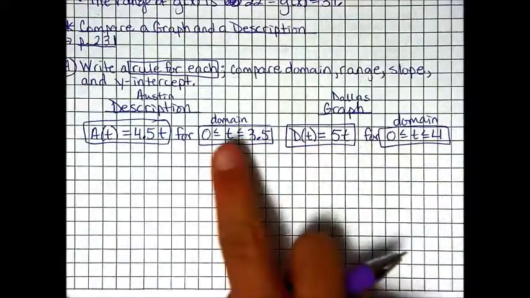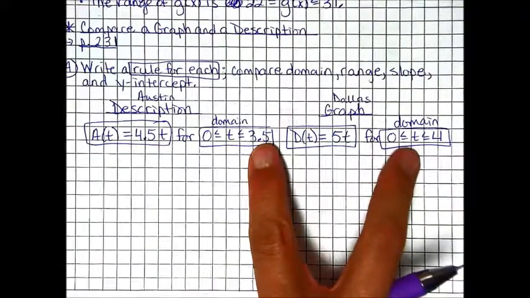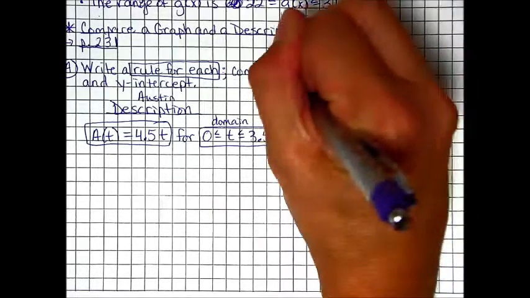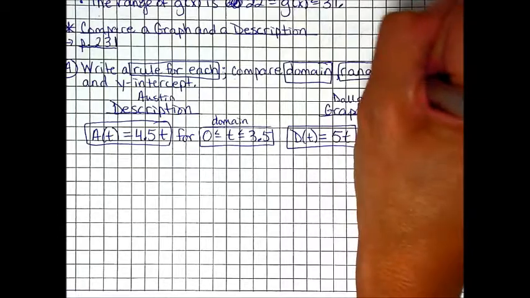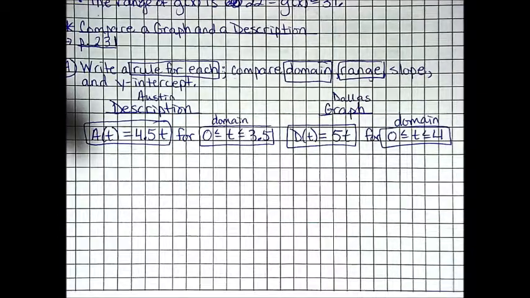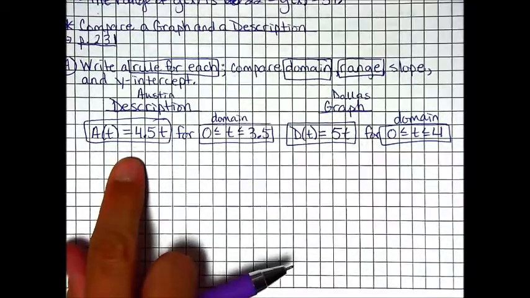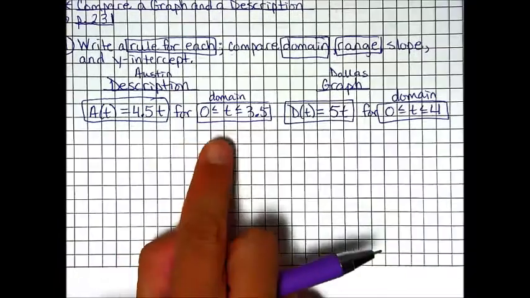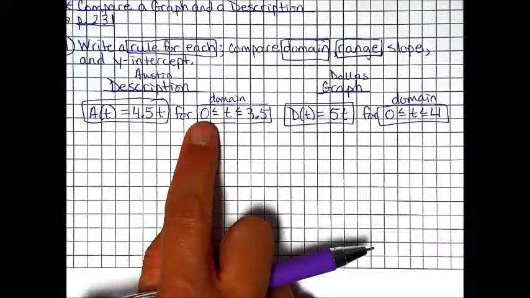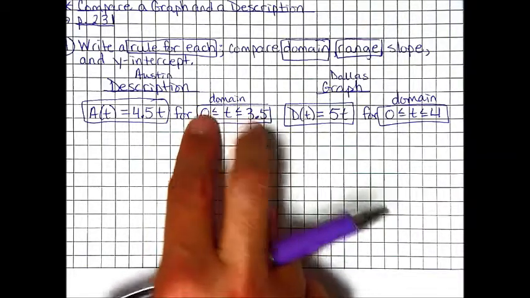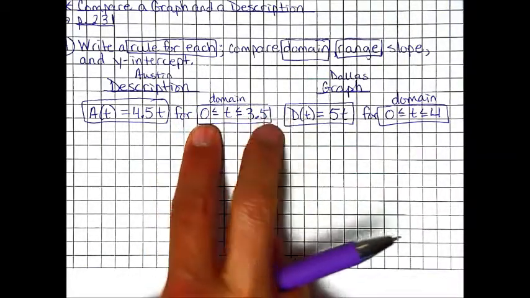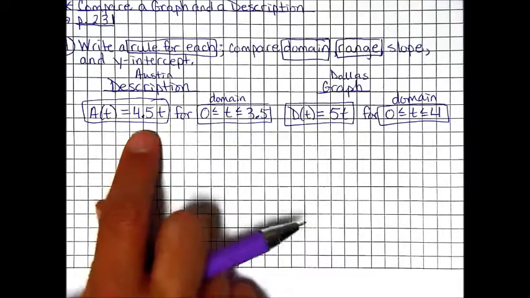Okay, so you've written a rule for each. You have the domain for each. So domain, done. We need the range. Okay, so range is going to be your y values. That's harder for this one because you don't have a picture to look off of. Okay, so guys, to get the range, plug in your minimum t value and your maximum t value and see what you would get.